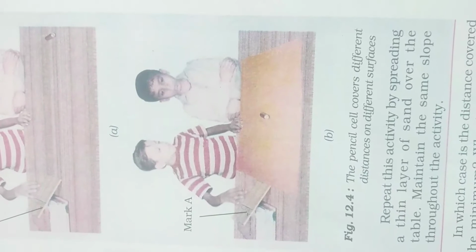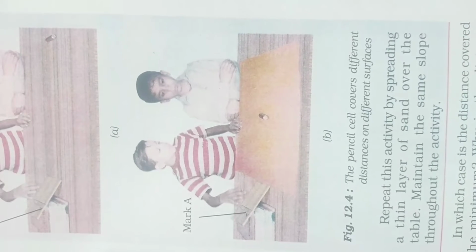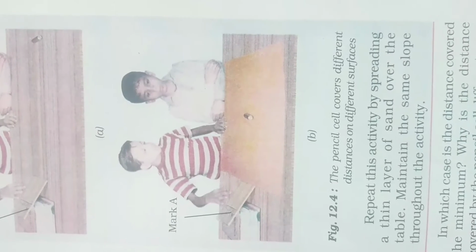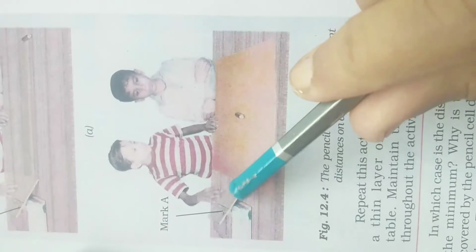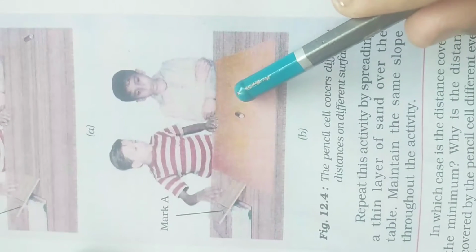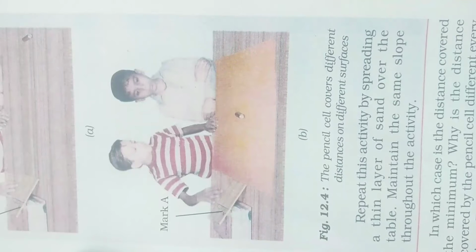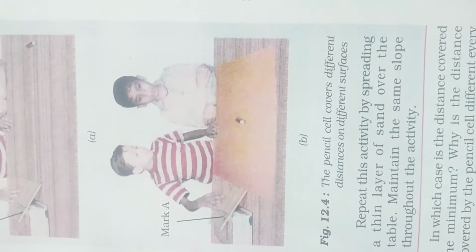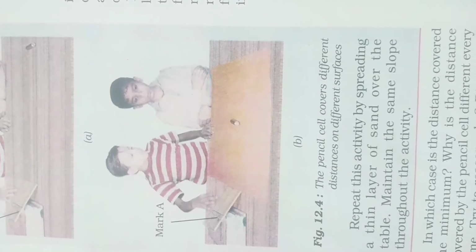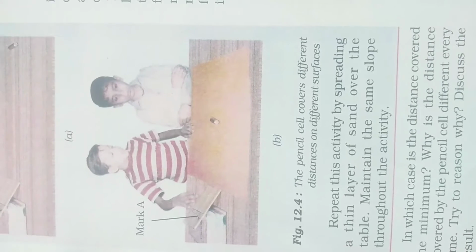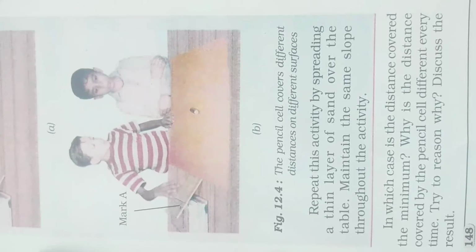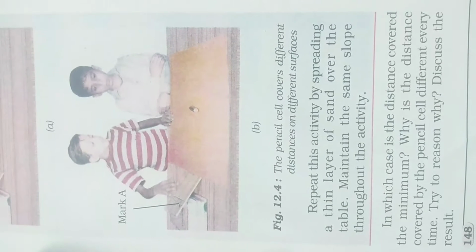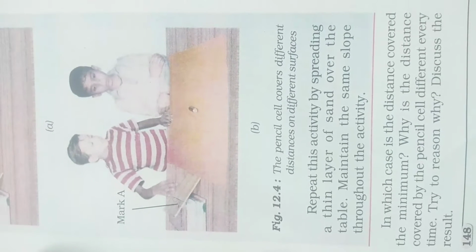Repeat this activity by spreading a thin layer of sand over the table. Maintain the same slope throughout the activity. The slope should be the same, but here it will be sand. And first we used cloth. So the distance covered by the shell on cloth was more as compared to the sand because of the surface. In which case is the distance covered the minimum? On sand it will cover the minimum distance.